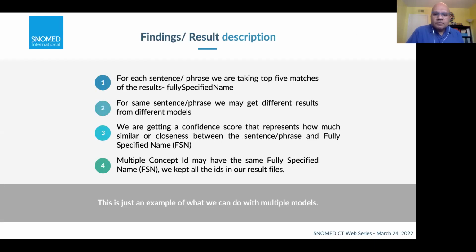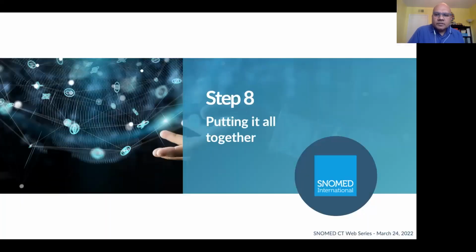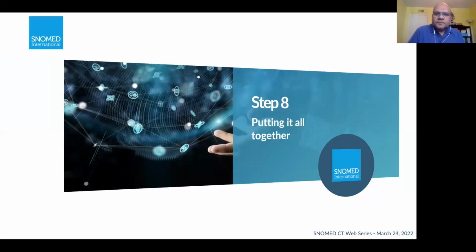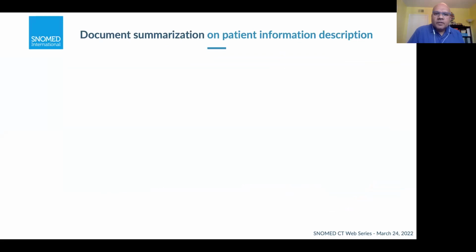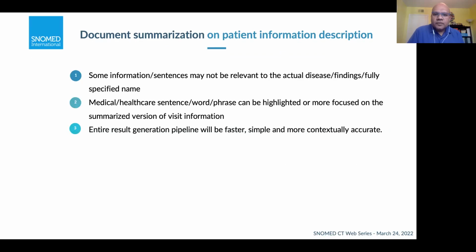So what have we shown so far? We've shown that for every sentence or phrase, we can take fully specified names and identify other things out of it, right? And get even a confidence score. So now that we have all these things, what can we do by putting them all together? One idea might be to summarize patients' doctor's notes. Some sentences may be relevant, others may not be relevant.